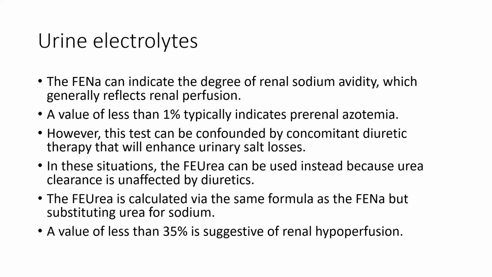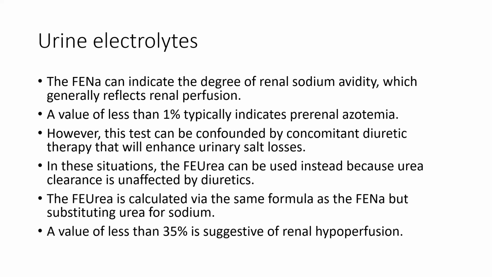So next is urine electrolytes. The first is the fractional excretion of sodium, which can indicate the degree of renal sodium avidity, which generally reflects renal perfusion. A value of less than 1% typically indicates prerenal azotemia. However, this test can be confounded by concomitant diuretic therapy that will enhance the urinary salt loss.